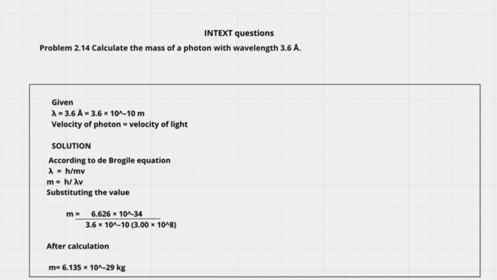Solution. According to the de Broglie equation, lambda equals h divided by mass times velocity. Mass equals h divided by lambda times velocity. Substituting the values, mass is equal to 6.626 × 10^-34 divided by 3.6 × 10^-10 times 3.00 × 10^8. After calculation, mass equals 6.135 × 10^-29 kilograms.